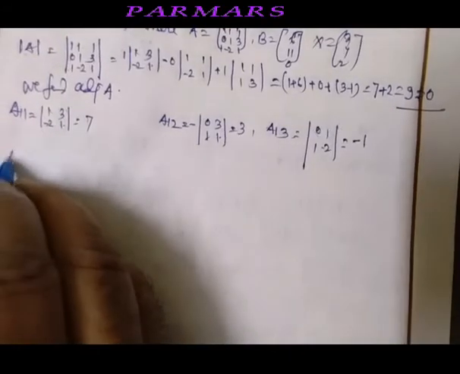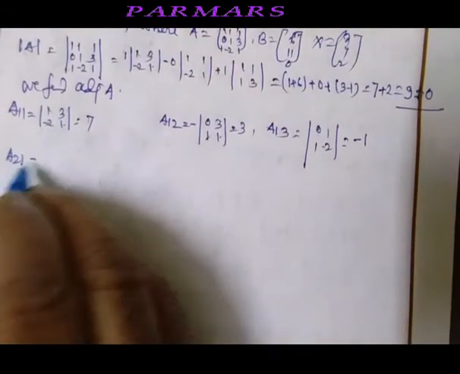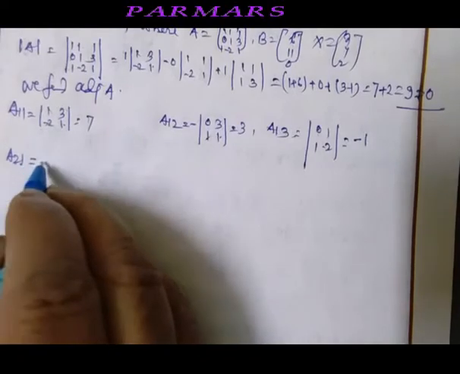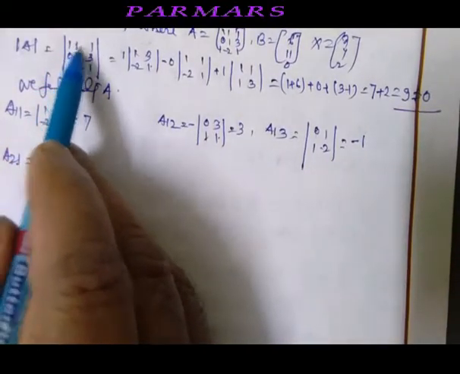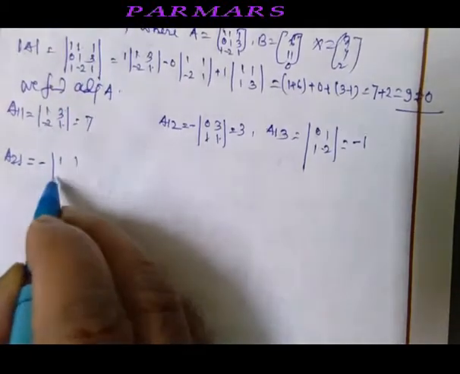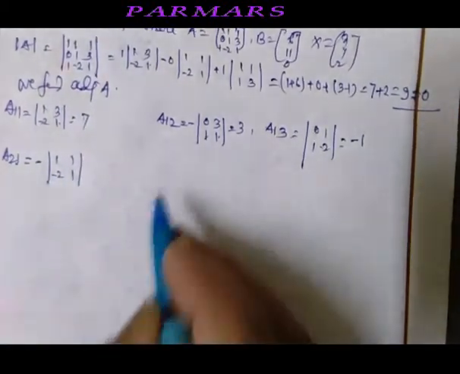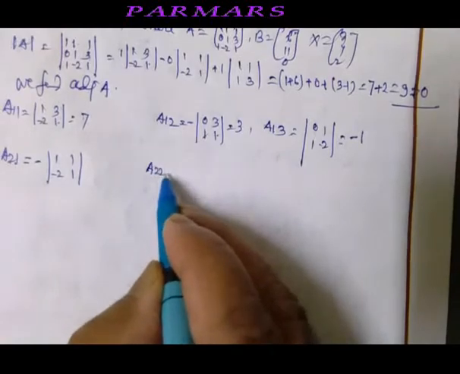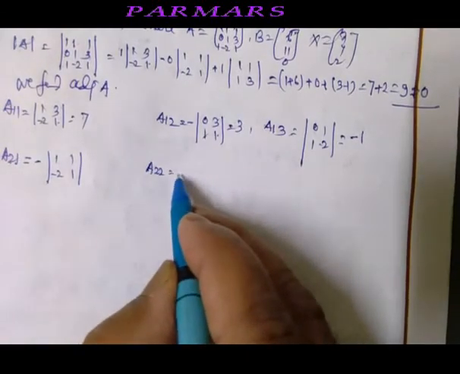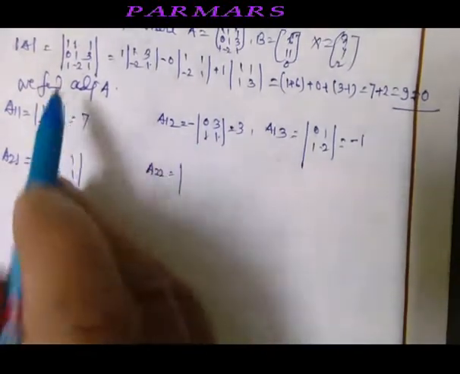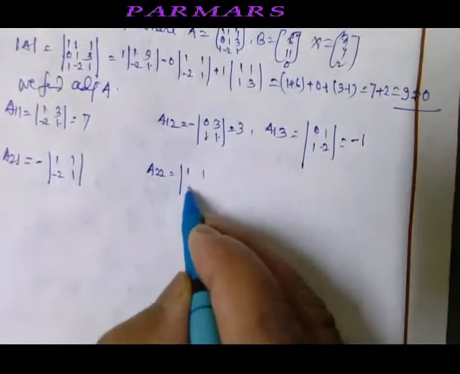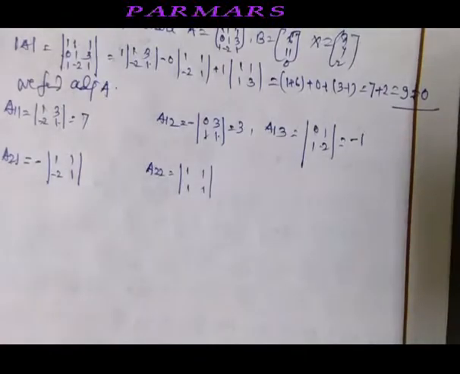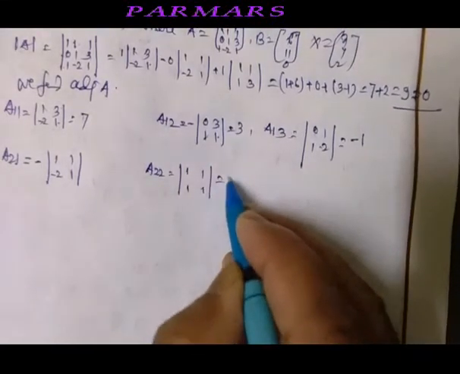What about a21? The sum of its indices is an odd number, so minus. Delete row 2 and first column: 1 1, -2 1. Find the value: 1 + 2 = 3, sum of these two is even, so positive. Delete second row, second column: 1 1, 1 1. Simply you can say if 2 rows or 2 columns are identical, the value of the determinant is 0.